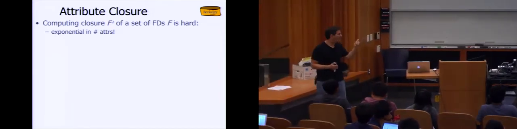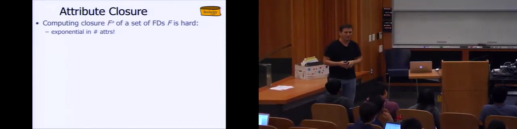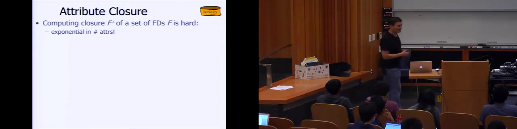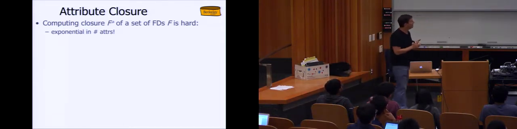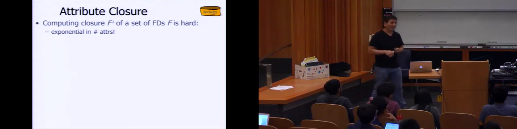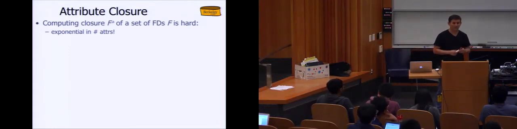You could have had me up here for, you know, 2 to the 7th amount of time, because there were 7 attributes. That would have been really a bummer. Okay, so it's exponentially hard to compute the closure. It's not a thing we want to do lightly. It's a thing we'd rather avoid doing entirely.